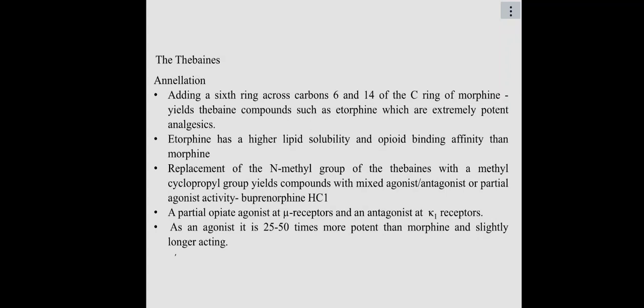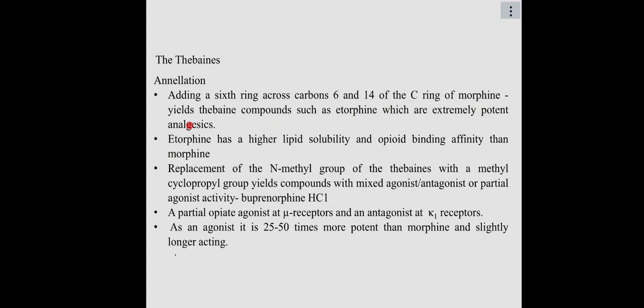And once you do that, again, it has been found that it further increases activity, and the resultant compounds are the ones we're calling the thebaines. So annulation, adding a sixth ring across carbon 6 and 14 of the carbon ring of morphine, yields the thebaine compounds such as etorphine, which are extremely potent analgesics. They are very, very potent.